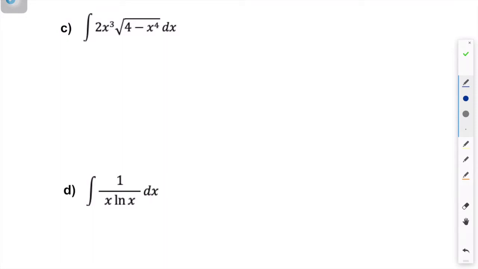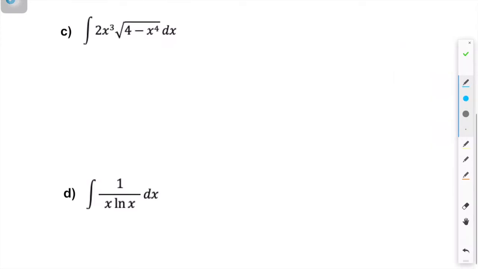Question C. You have the integral of 2x cubed times the square root of 4 minus x to the power of 4 dx. When you differentiate a polynomial or power function, you should notice that the degree of the function goes down by 1, right? So when you're picking what to substitute, you're more likely to find success if you let u be the function that has a higher degree.